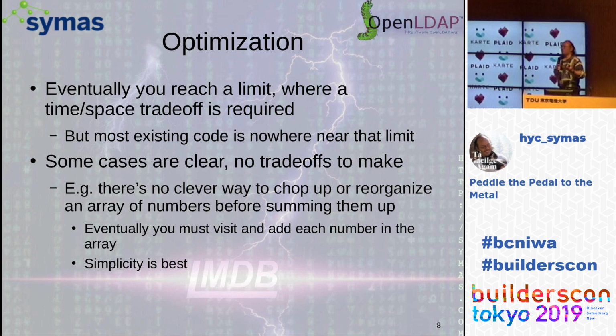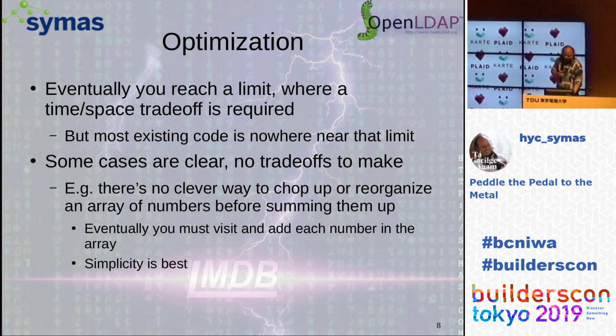And as you're working on things and improving things, eventually you'll reach a limit where every improvement you make is a trade-off where you lose something else, right? But in most of the existing code that you see today, I don't think any of it is anywhere near that limit. You can do lots of improvements without heavy payment. And some things are just obvious, that the straightforward approach is the ideal approach.